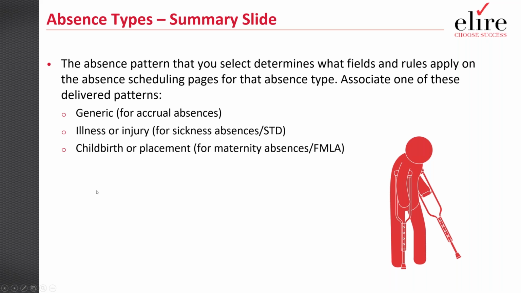A generic absence type you can see here is mainly for a normal accrual plan. If I have vacation, sick, floating holiday, all I'm trying to capture is the date and how many hours, or possibly the start and stop time if that's what you're using to track your time and labor. The illness or injury pattern is geared towards sickness, like a long-term sickness, or possibly, if you're out on STD, some sort of injury, as it says there. And then childbirth or placement, maternity leave, and FMLA.